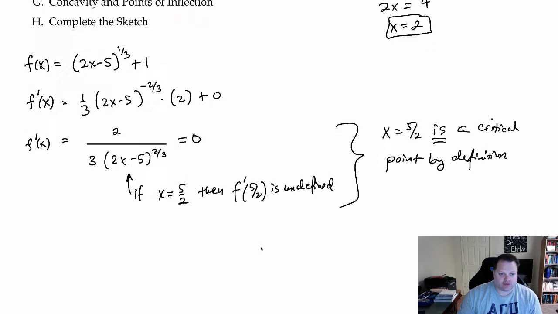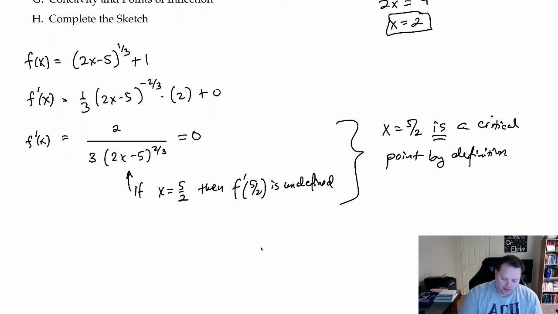Let's look at second derivatives now. So if I calculate the second derivative, that's the derivative of the first derivative here. The first derivative is 2/3 times 2x minus 5 to the -2/3.